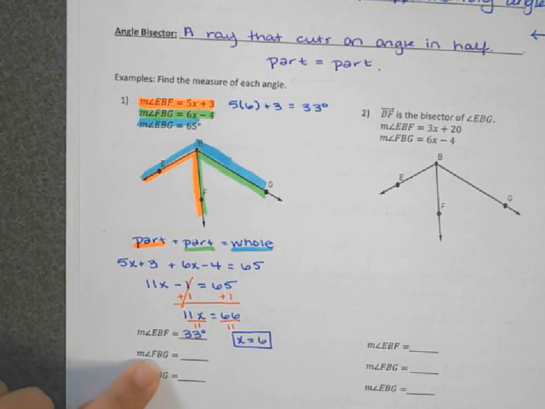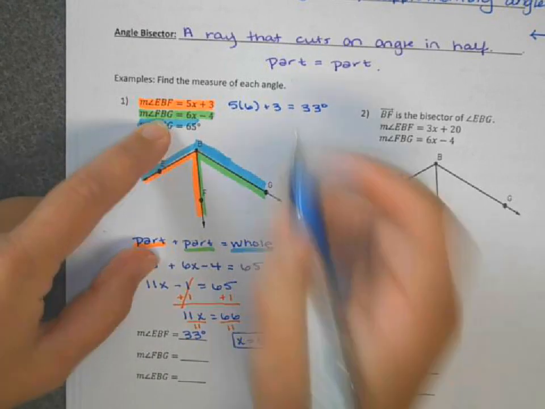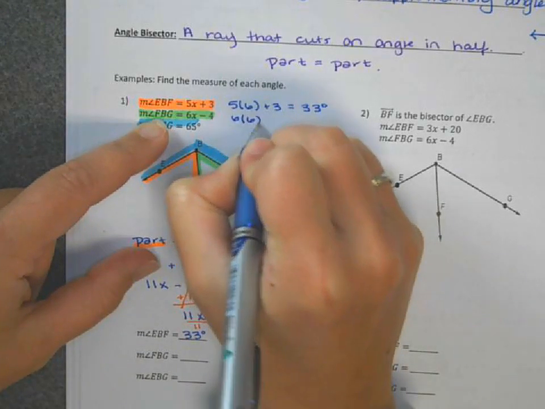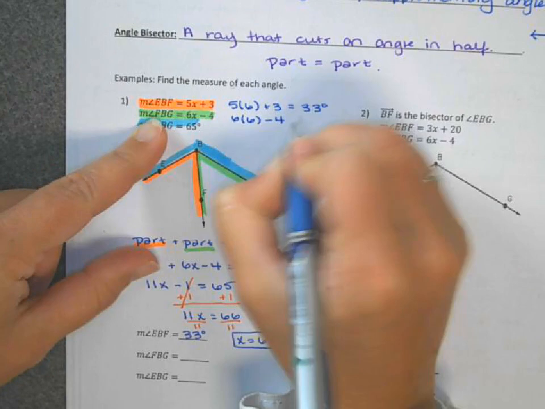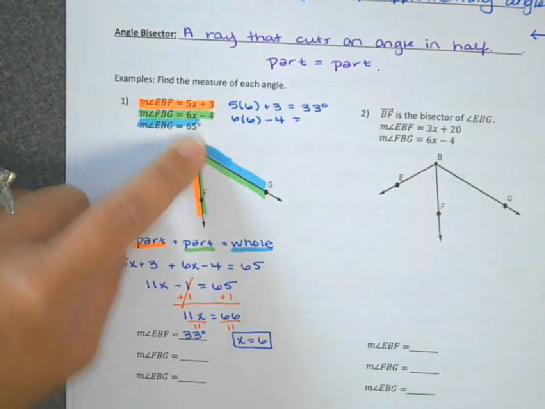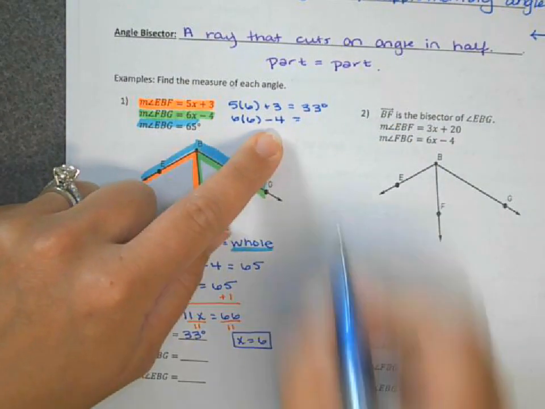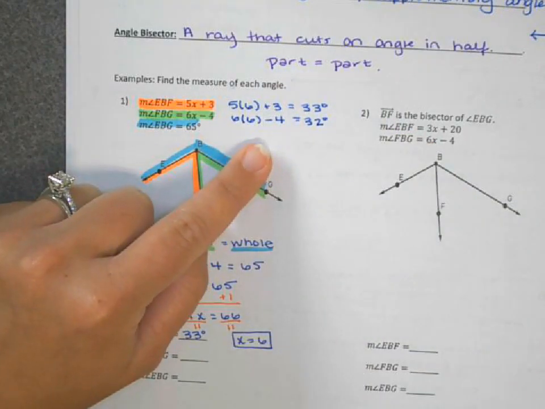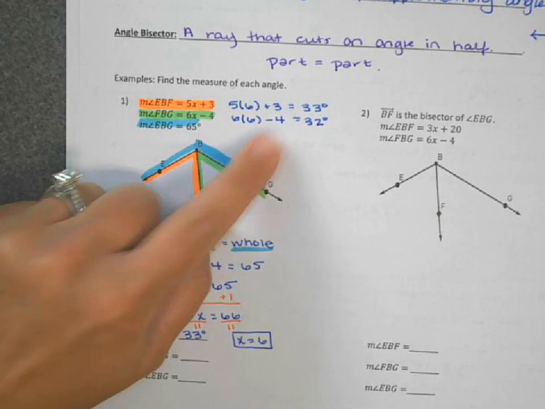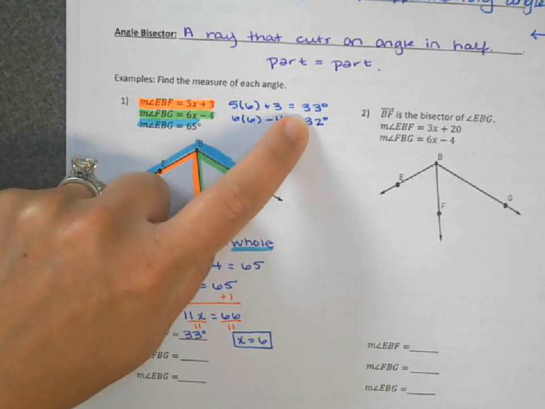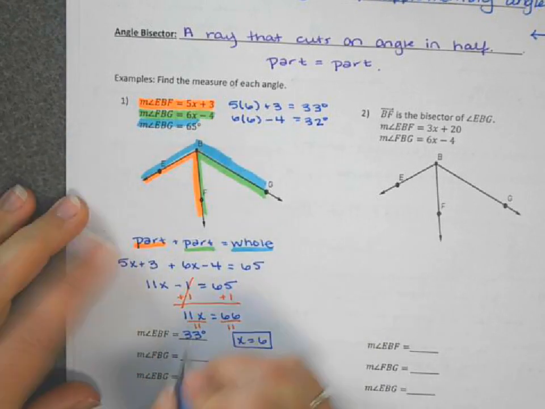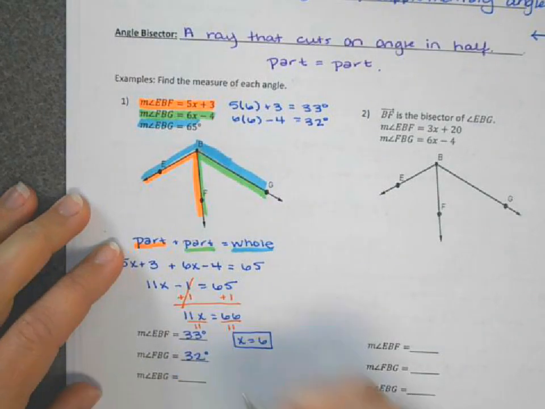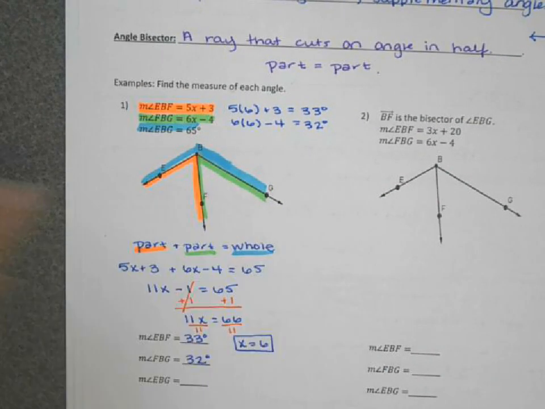All right, the measure of angle FBG is 6 times 6 minus 4, because x was 6. So 36 minus 4 is 32. Oh, wait. Aren't those supposed to be the same thing? Were those supposed to be the same number? No. But what do I know about those two angles? What do I know about the orange angle and the green angle?